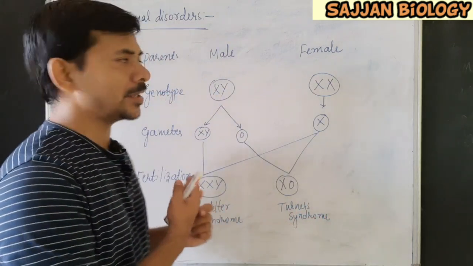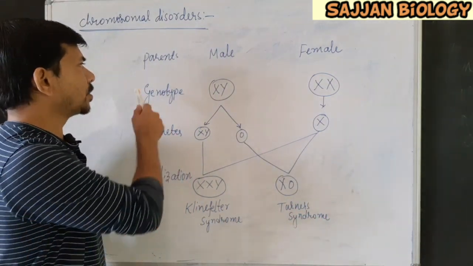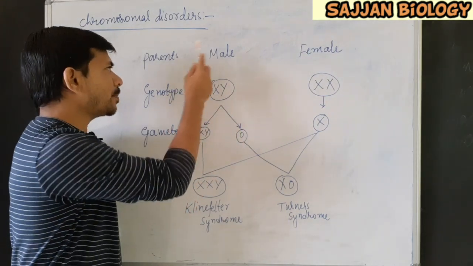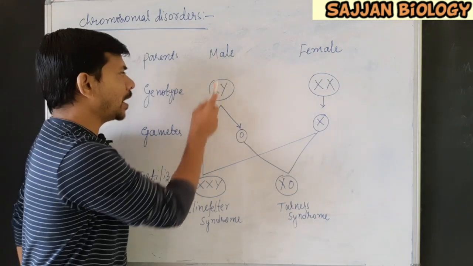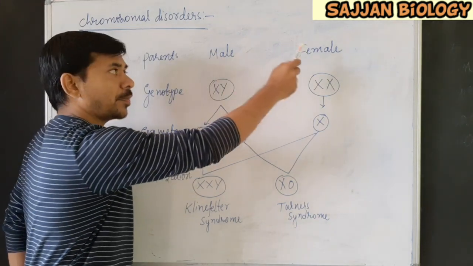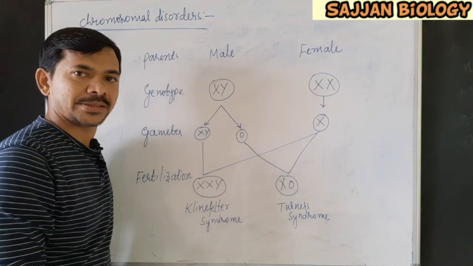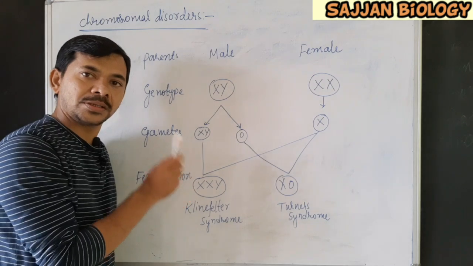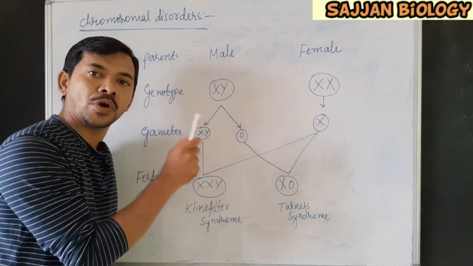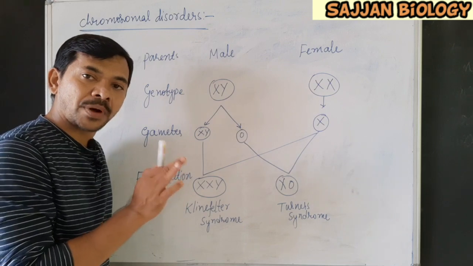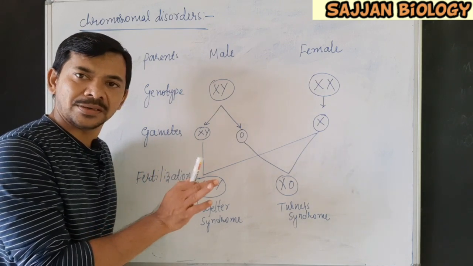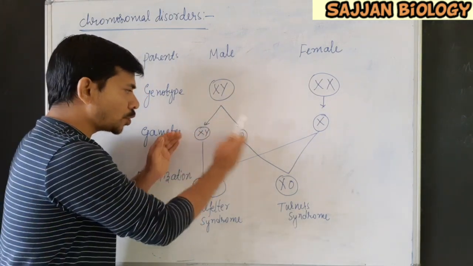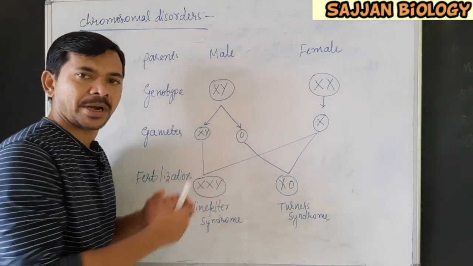Just look at this picture, where the parents, the male and female, are shown. The genotype of the allosome in the male is XY, and in the female it is XX. During the formation of gametes, meiosis takes place. In meiosis, the chromosomes have to segregate or separate.